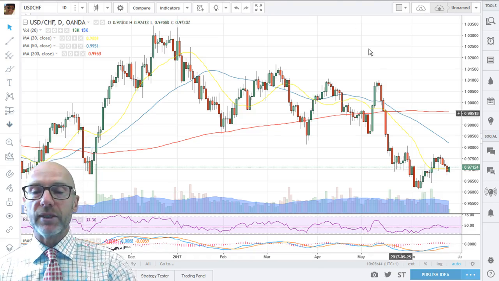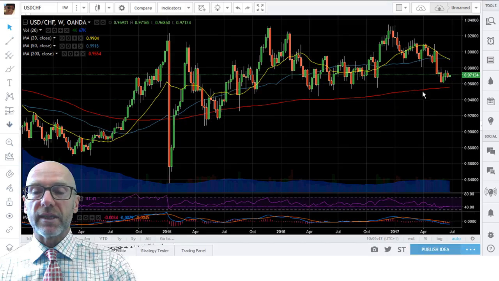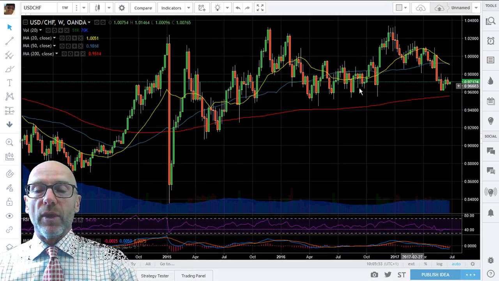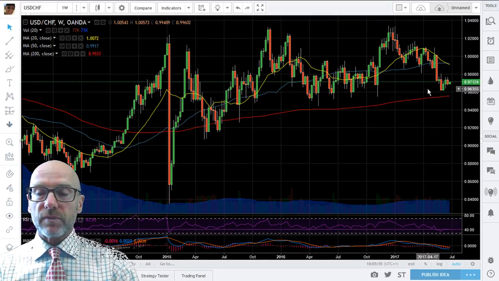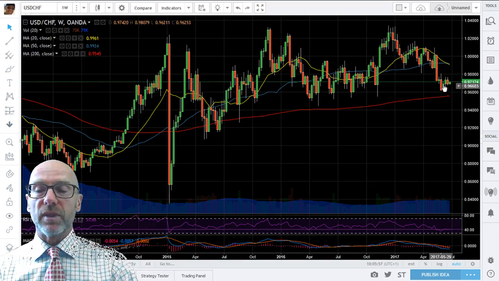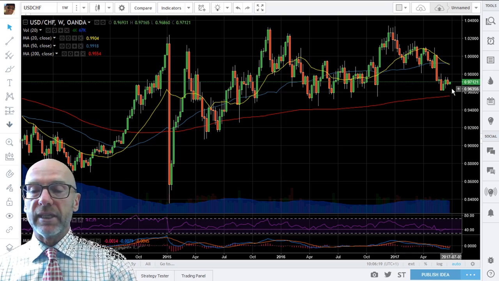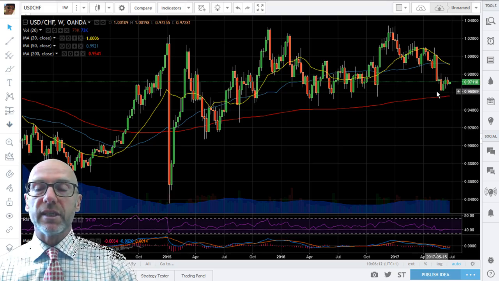Let's have a look at the weekly, and here you can see that we're at support levels which have held for a few weeks. However, we have broken the medium-term uptrend that's been in place. We're down below that trend line, and it looks like these supports can be tested.